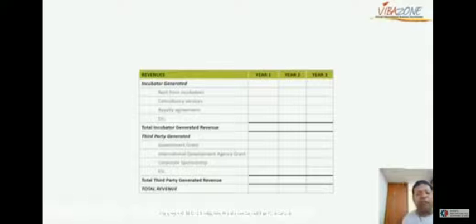Now, how would you generate income? These are some of the ways you can generate income. The first one is actually you can rent your space to your incubatees. The incubator can actually do consulting services, and then the incubator can have royalty agreements with the incubatees. So these are some of the examples how you would generate income. And then third-party generation of income would be through government grants. But these are usually one-off. You will not continue to get them. So you need to ensure that you are always ahead for funding. Very important. The moment there are no funds, your incubator will not be able to survive.